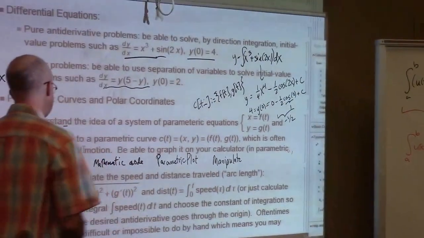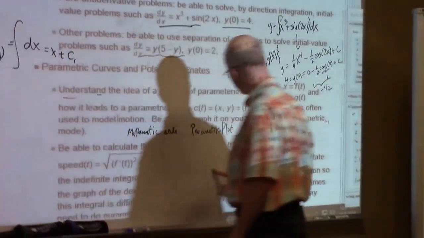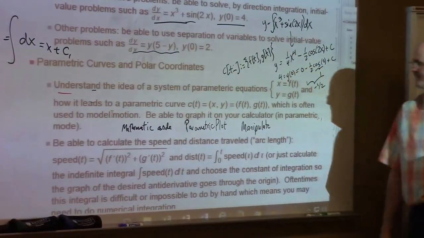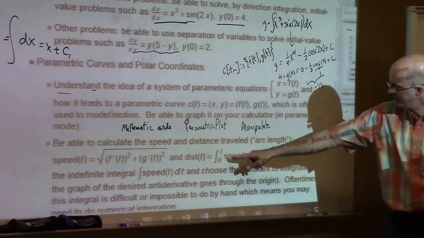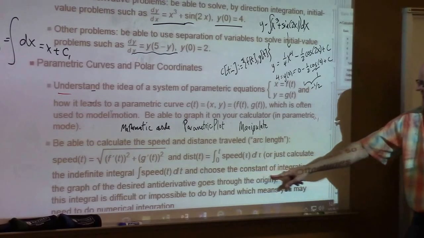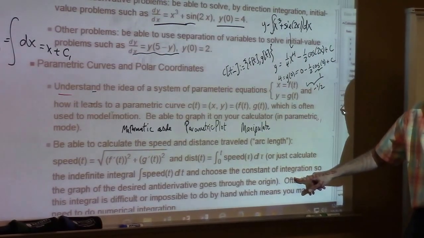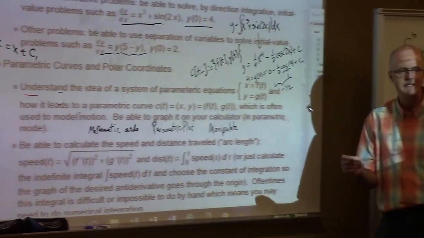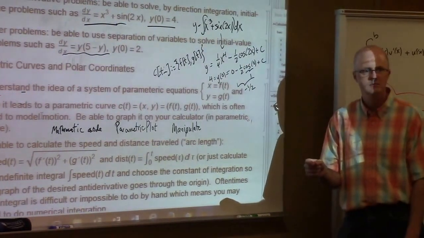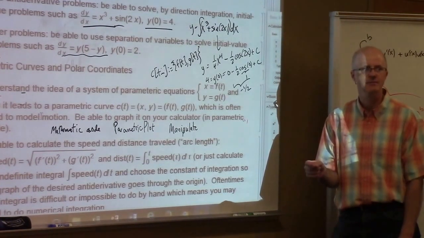You're able to calculate the speed and distance traveled. There's the formula for the speed. Here's the formula for the distance traveled: integrate the speed from 0 to t. We can do that as a definite integral, or you can do it as an indefinite integral and just choose the constant c to make sure that that antiderivative goes to the origin. You want the distance at time 0 to be 0. You want your antiderivative to be a graph that goes to the origin.